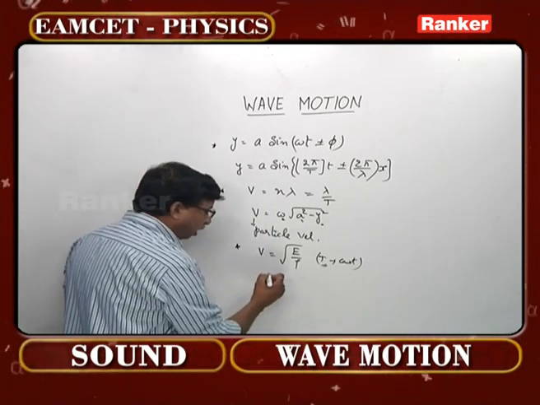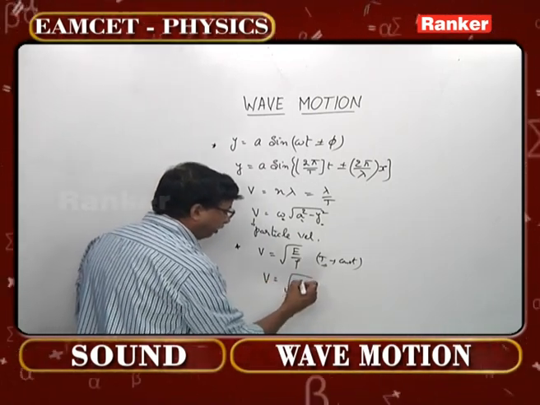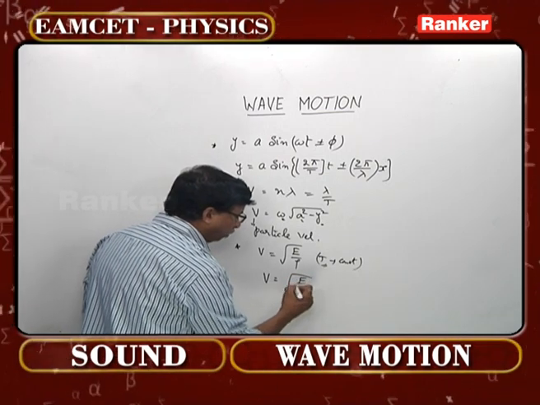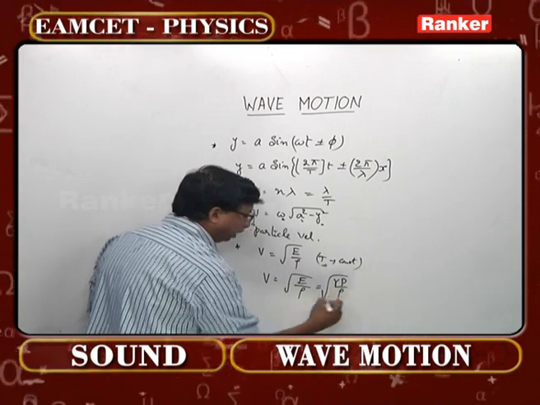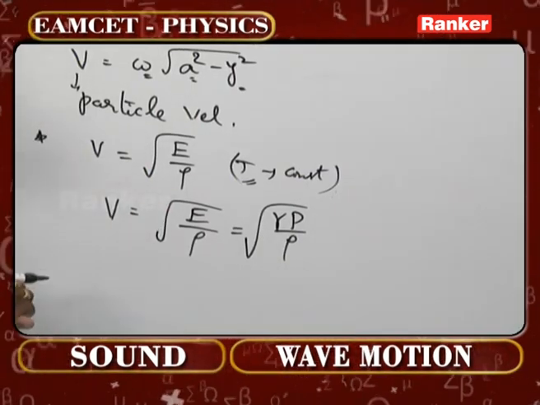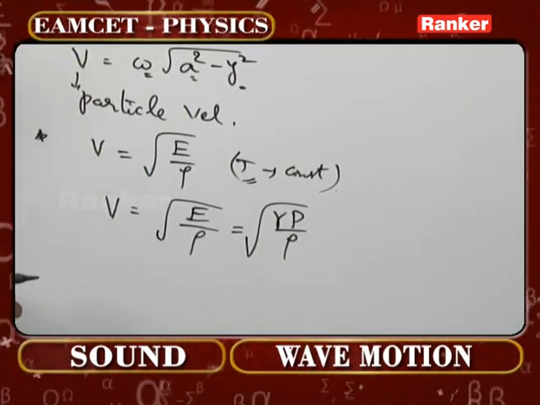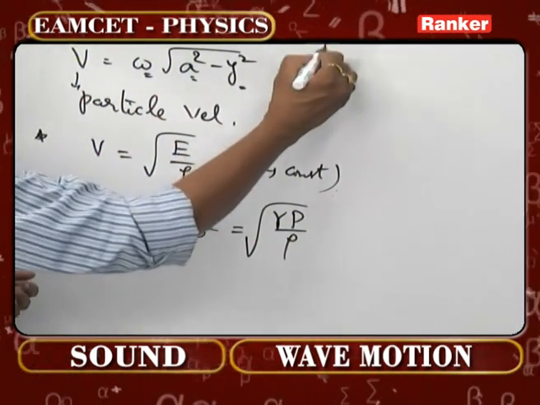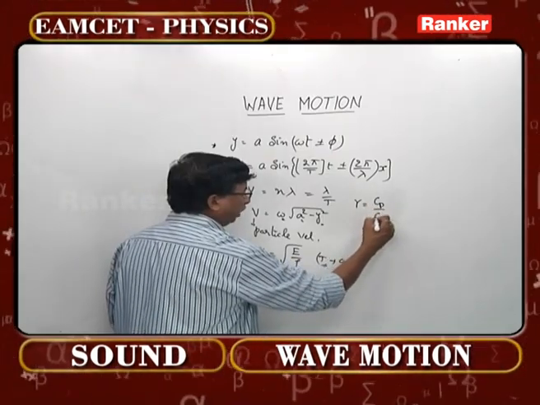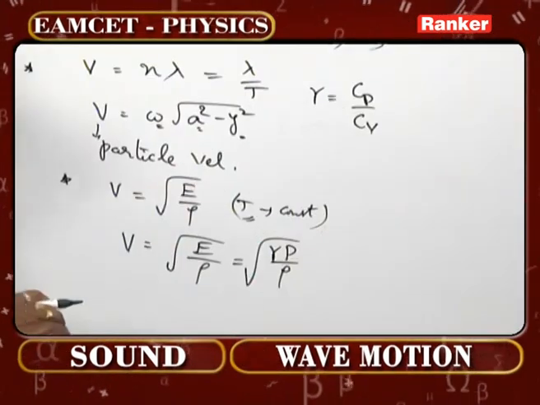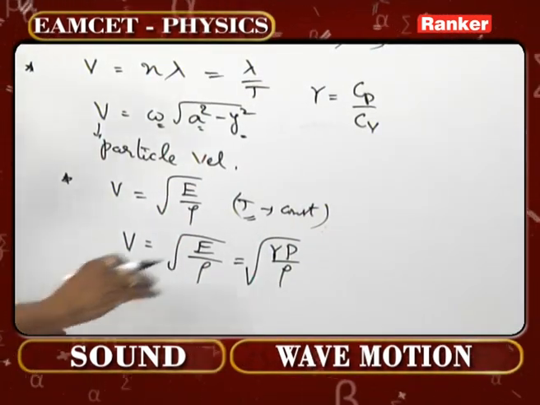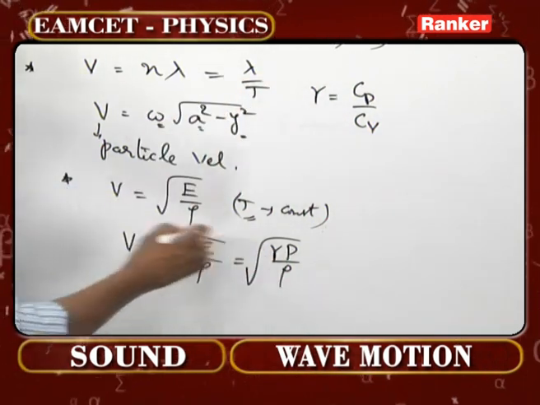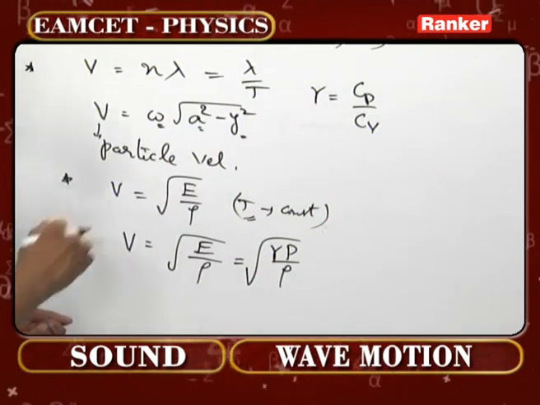According to Laplace's correction, we write the same as E by rho only, but that can be written as under root gamma p by rho. That gamma, which we have discussed in the thermodynamics chapter earlier, is nothing other than Cp by Cv, specific heat at constant pressure divided by specific heat at constant volume. That ratio of specific heats we represent by gamma.